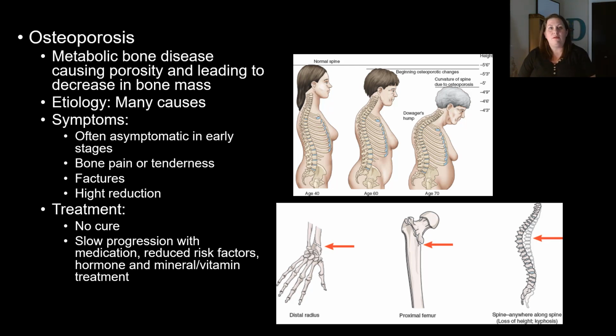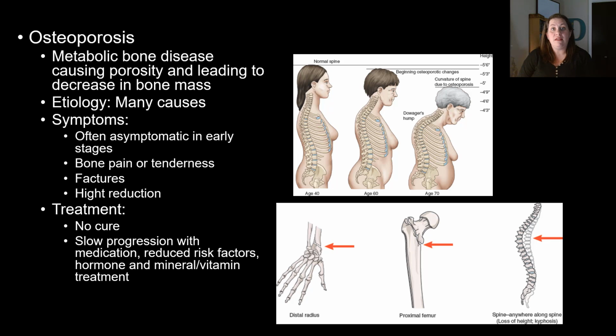So what's the treatment when we talk about osteoporosis? Well, there's really no cure for it. The big thing is trying to slow it, or to kind of pause it where it's at. We can't go backwards. It's just to try to catch it and be able to slow that progression. They can do this with medication, reducing certain risk factors, which we'll talk about in just a minute.